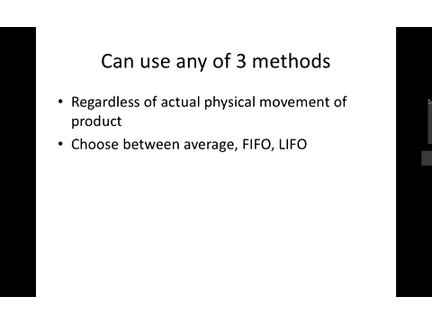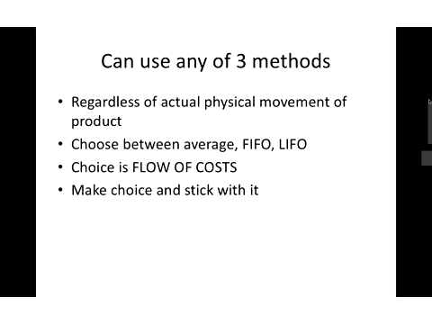Once you pick a method, you choose between average, FIFO, and LIFO, and the choice is the flow of costs. You make a choice and you stick with it. Companies will choose an accounting method and stick with it. They do not change inventory methods year to year. So they say, I'm going to pick this method and I'm going to stick to it. When we're choosing an inventory method, it's for accounting cost flows only. It doesn't reflect the actual physical flow of the goods.